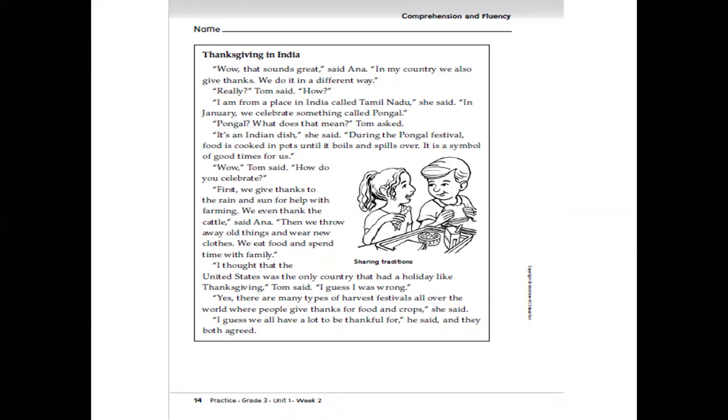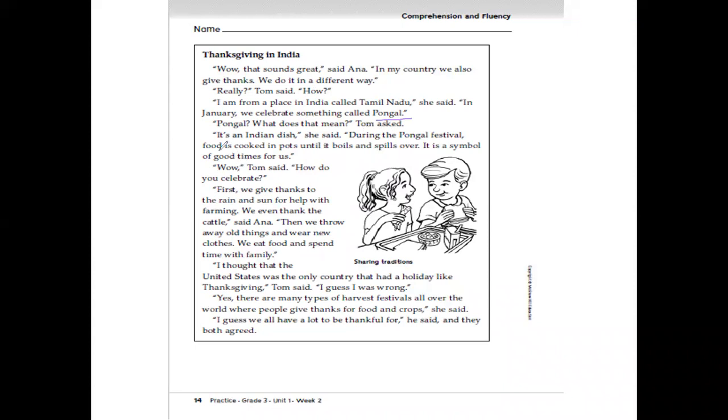Really? Tom said, how? I'm from a place in India called Tamil Nadu. It's the name of this place. She said, in January, we celebrate something called Pongal. It's an unfamiliar word. What's the meaning of Pongal? We will know that from the context clues. We're going to look at the words before and after the word. Where is it? Here, Pongal.